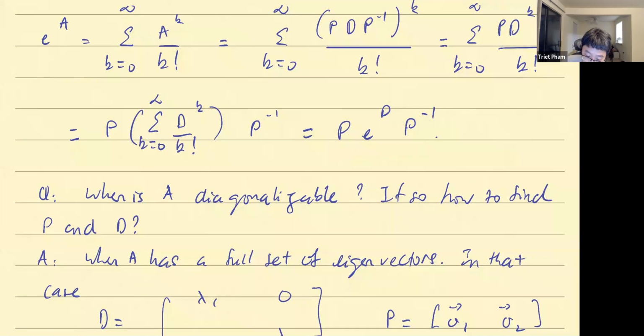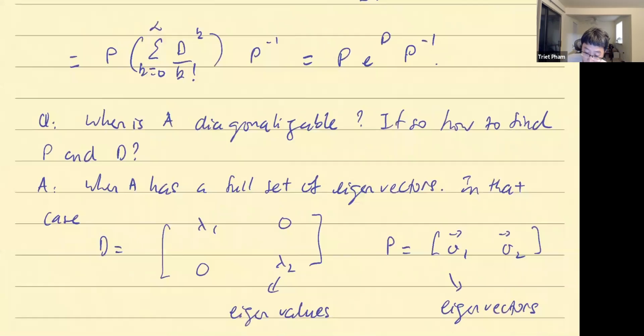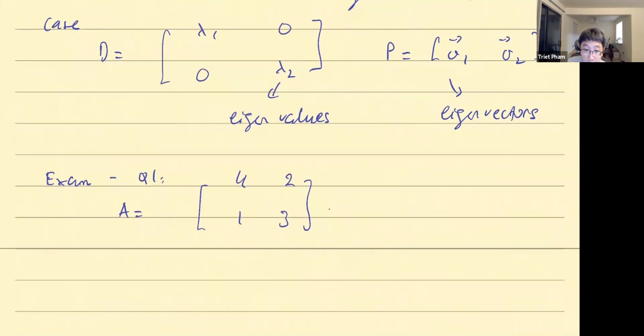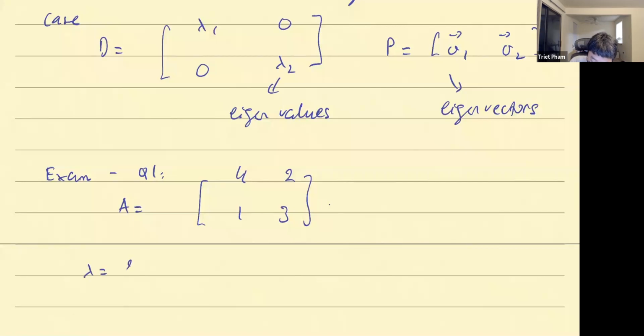But anyway, to bring some of these discussions a little bit more down to earth, I will look at the exam question, question 1, and demonstrate to you how we would solve this using the exponential approach. So the exam 1, you have A equals 4, 2, 1, 3, and you got lambda equals 2 and 5.